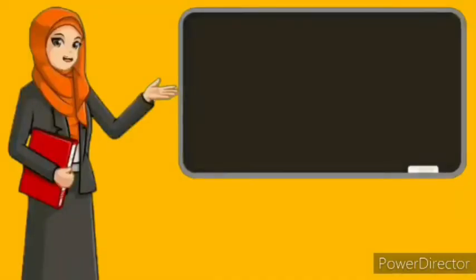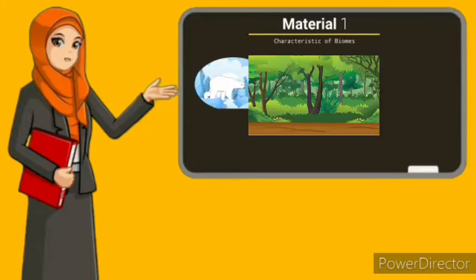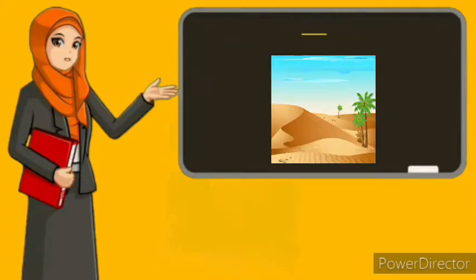The first, we will discuss the characteristics of a biome. A biome is a large ecosystem with a wide area consisting of distinct types of flora and fauna, like the polar ice, forest, savanna, and the Sahara.